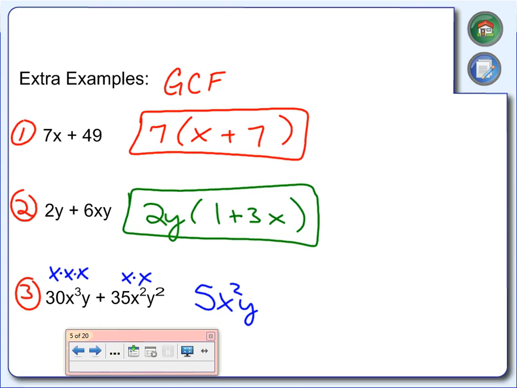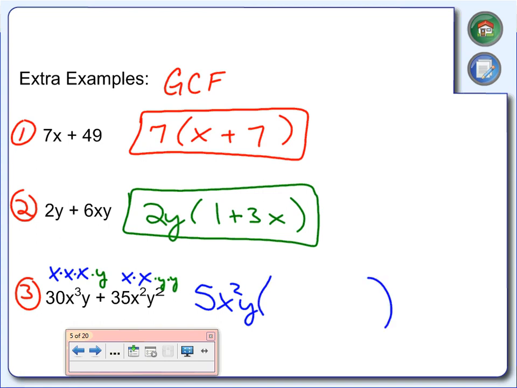Matter of fact, we're going to do the same thing with the y. The y, there's a y on this one, and there's a y squared on this one. We want the most they have in common. Well, the most they have in common is just 1y, right? So 5x squared y is what we're going to call our GCF.